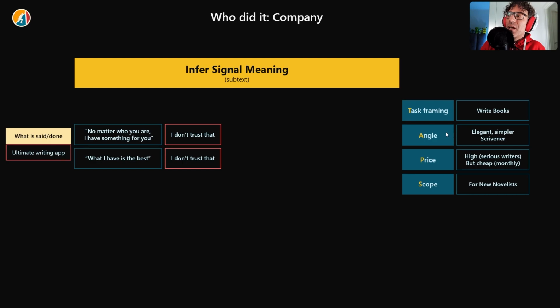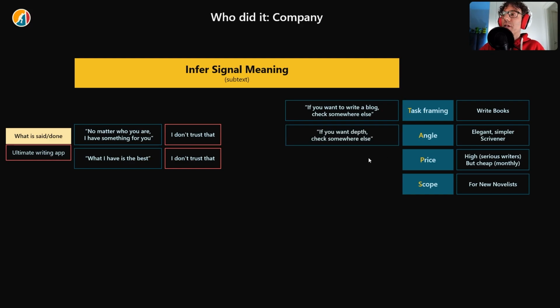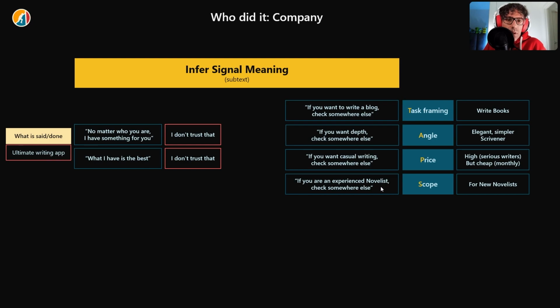So, on the other end, what is the subtext of this? When we are saying write books, we are also saying, if you want to write a blog, then check somewhere else. When we are saying elegant, simpler, Scrivener, we are also saying simpler: if you want depth, if you want all the features, check somewhere else. When we are saying the price is high for serious writers, we are also saying, look, if you want casual, choose the cheap one. And when we are saying this is for new novelists, we are saying if you are an experienced novelist, check somewhere else.